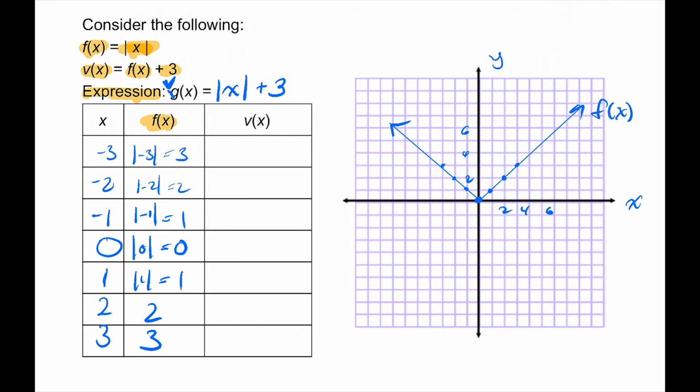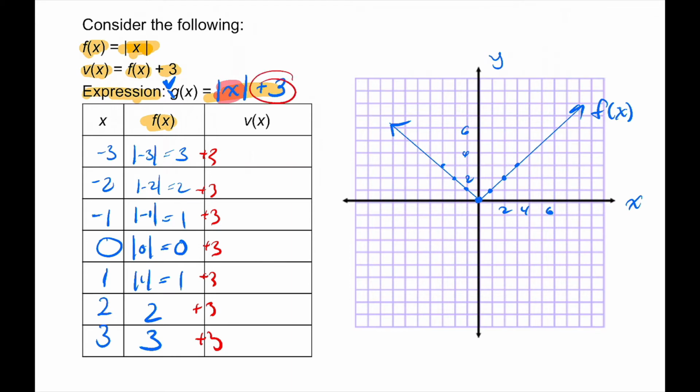Now I could just go off and use this equation and do all that work again. But really what we're saying is we're going to take the answer from the absolute value of x, in other words, the answer from my parent function, and simply add 3 to it. So this was the advantage of why I chose to do the table of values for f of x as well, because I'm just going to take each of these and add 3. Because that's what that means.